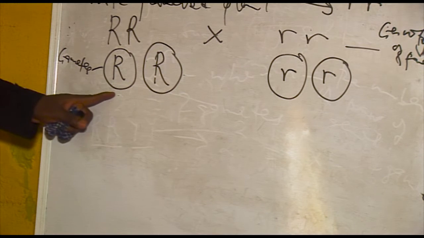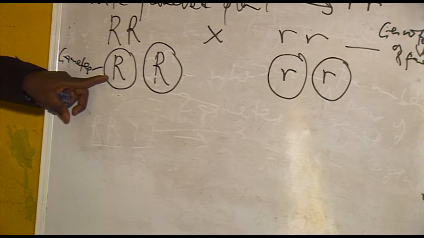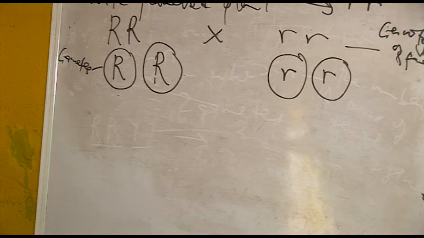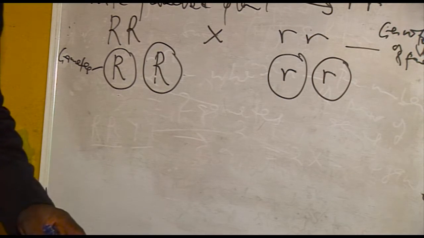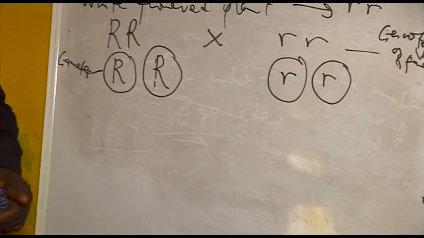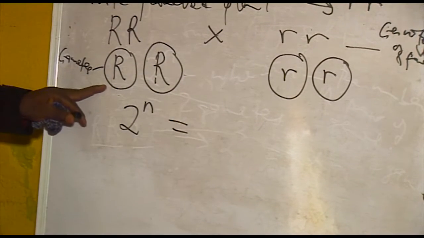Now, you will see that from the gametes, we'll be able to know the number of offsprings. Because it is when these gametes fuse together that will result in offspring. Now, to know the number of offspring is based on the number of gametes. If you can recall, we know the number of gametes from the number of pairs of genes. Now, we know the number of offsprings from the number of gametes. In order to know the number of offsprings, it's also based on 2 raised to the power of n, where n represents the number of gametes.